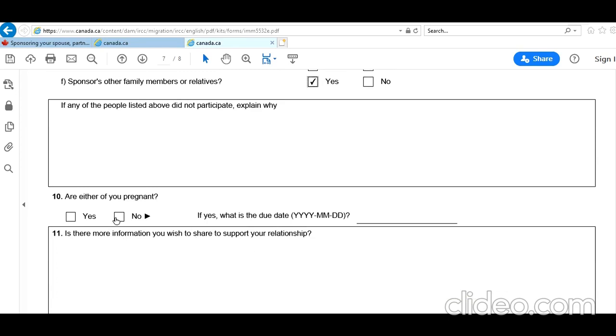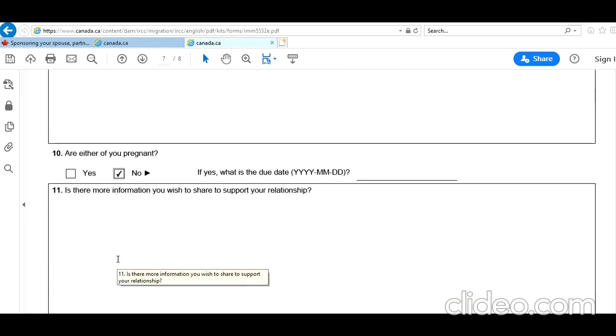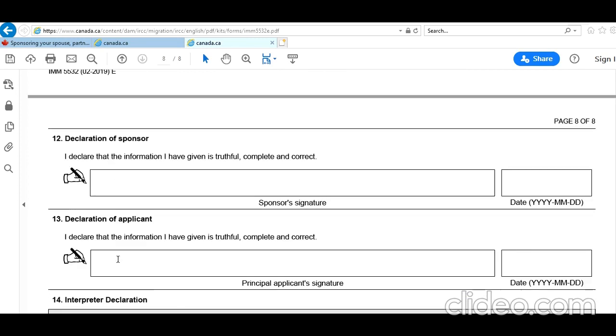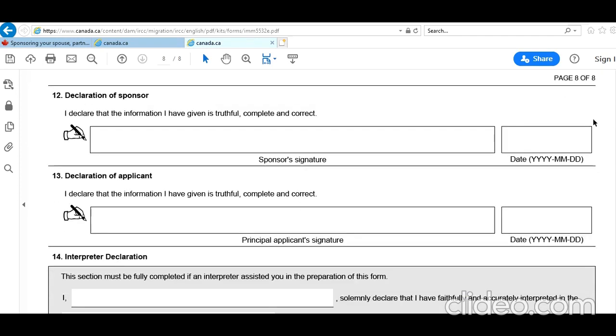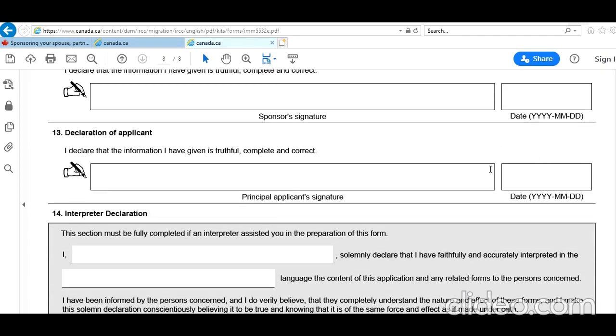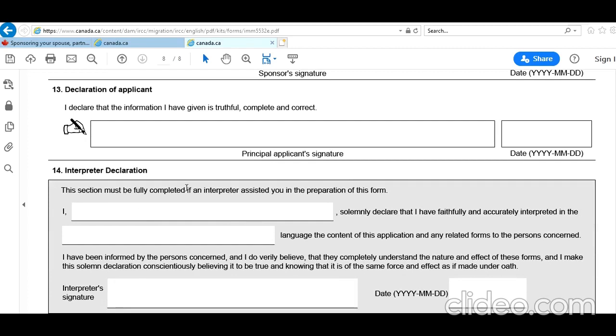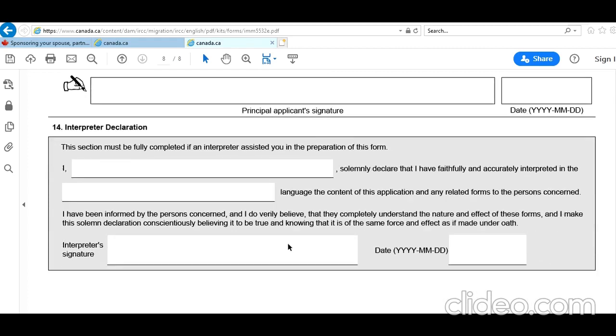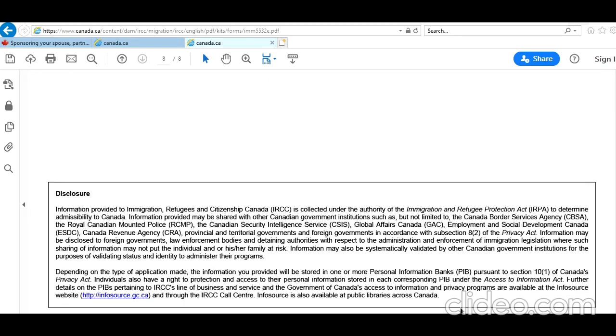If you're pregnant, it's too early, but it could be. Is there other information? So whatever you want to write, clearly specify the case. Again select the date, sign. Interpreter declaration. This section must be completed if an interpreter was used. So in your case no interpreter, so not required. Alright.